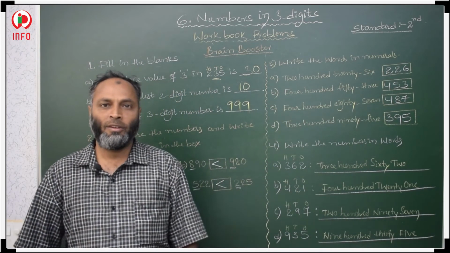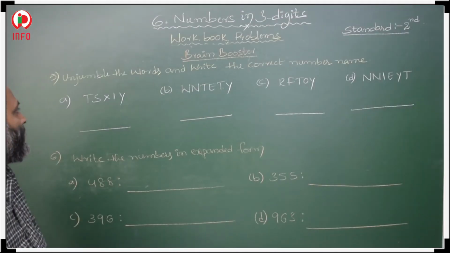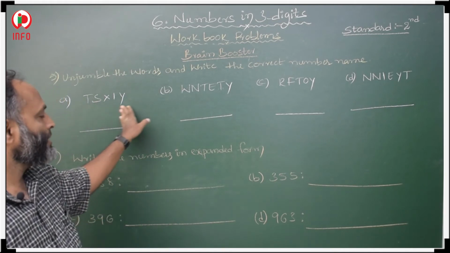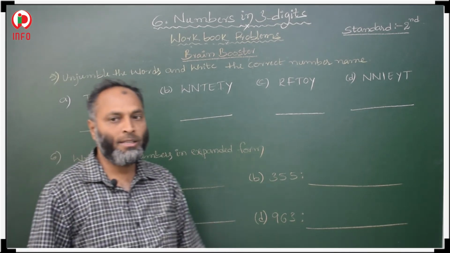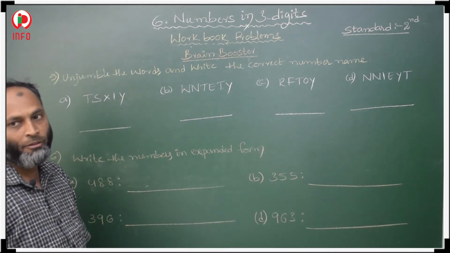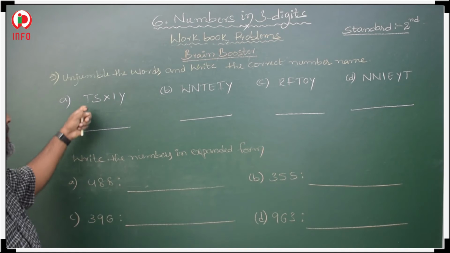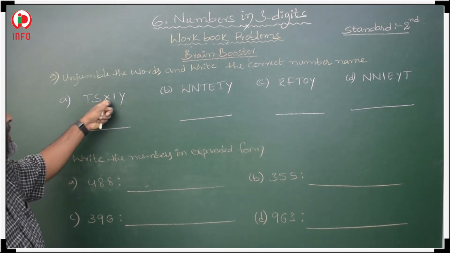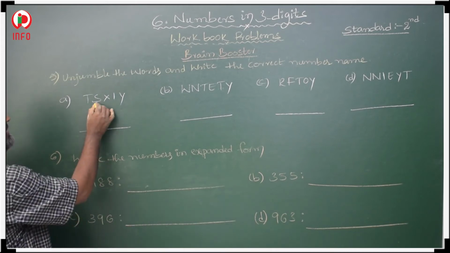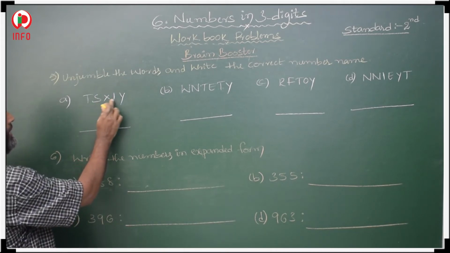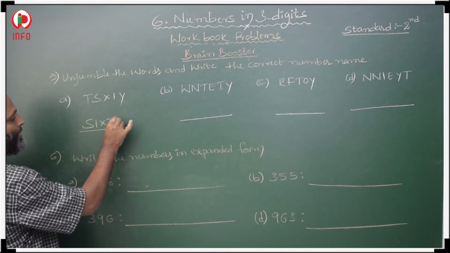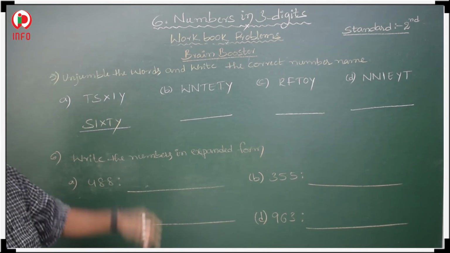Okay students, here next, see the fifth question. Here some number names are given. These number names are jumbled, and we have to write them in correct form. See here, T S X I Y, it means 60. S I X T Y, 60. So we have to write in correct order.